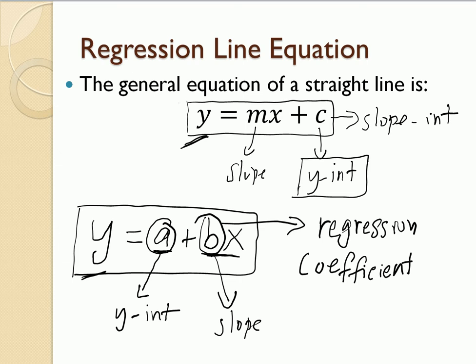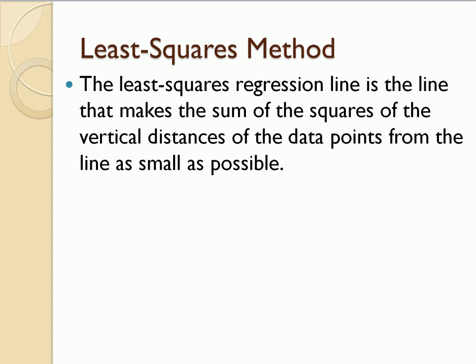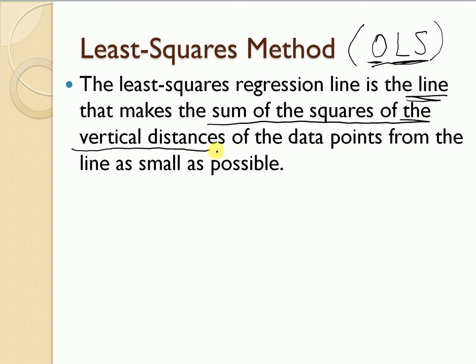or from the scatter plot. The method used to estimate the values of a and b is called the least squares method, and this method is usually abbreviated as OLS, which stands for ordinary least squares. The least squares regression line is the line that makes the sum of the squares of the vertical distances of the data points from the line as small as possible.